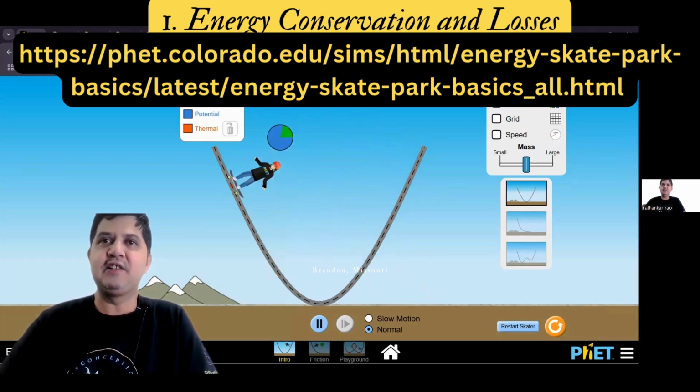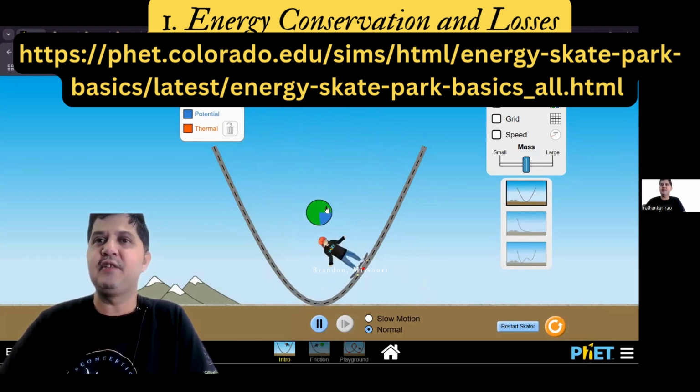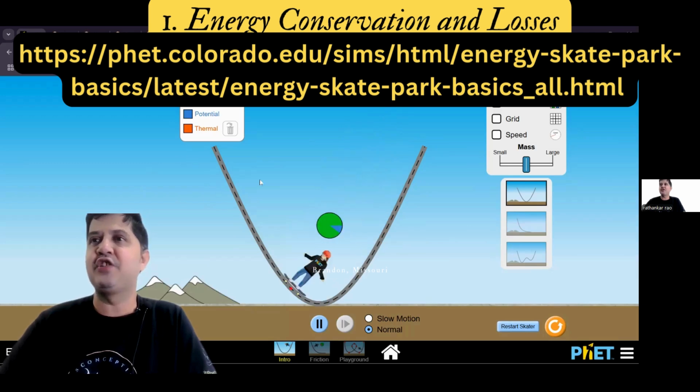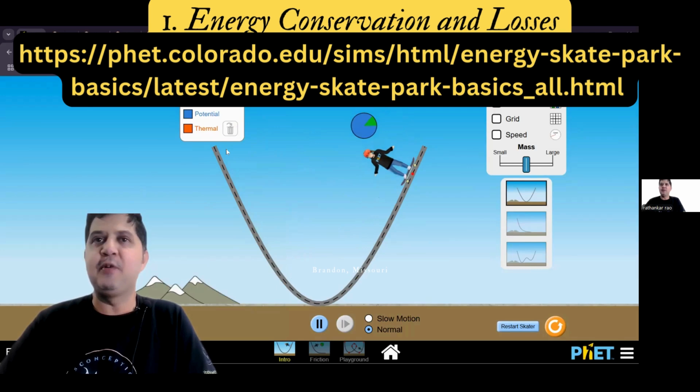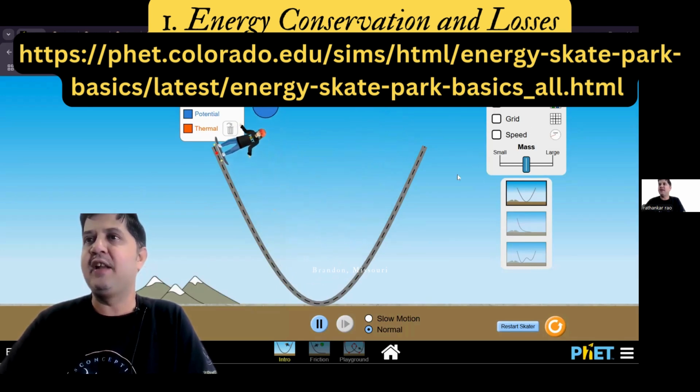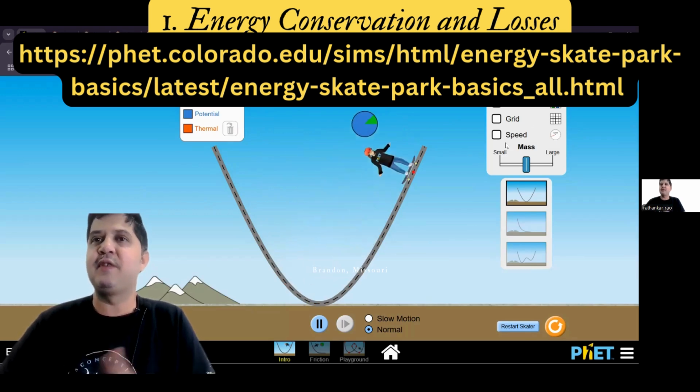When you click on the pie chart, as you see on the person, there's a green color and a blue color alternating over here. The green sector is related to kinetic energy, the blue sector is related to potential energy, and there is no thermal energy because there's no friction over here. That's why you can see no red color. If there was friction, unfortunately, we don't have anything to show over here. Maybe in the further ones we have this.